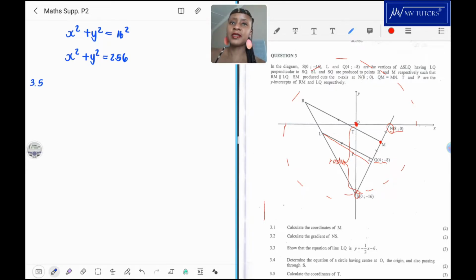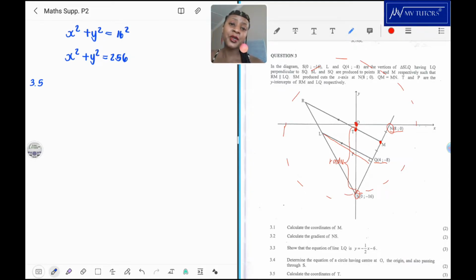It says calculate the coordinates of T. So where is T? T is actually the y-intercept of RM. Remember, you know what M is. For you to get the y-intercept, you need to get the equation of that line. We have the coordinates of M, we'll have a look now what it is, and we have the gradient.